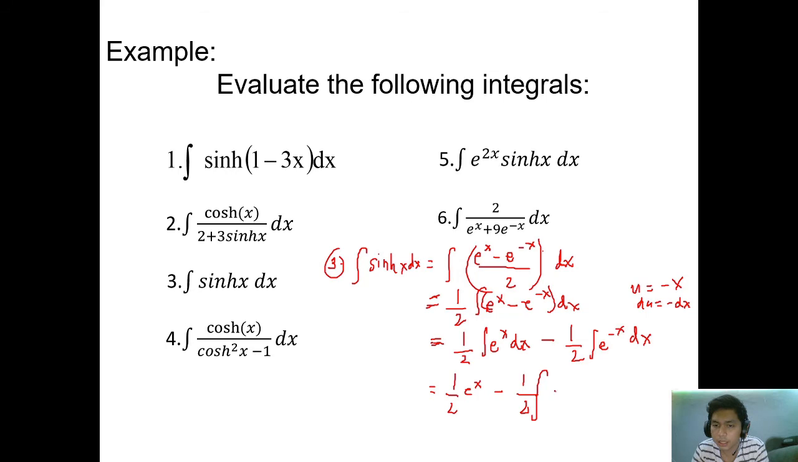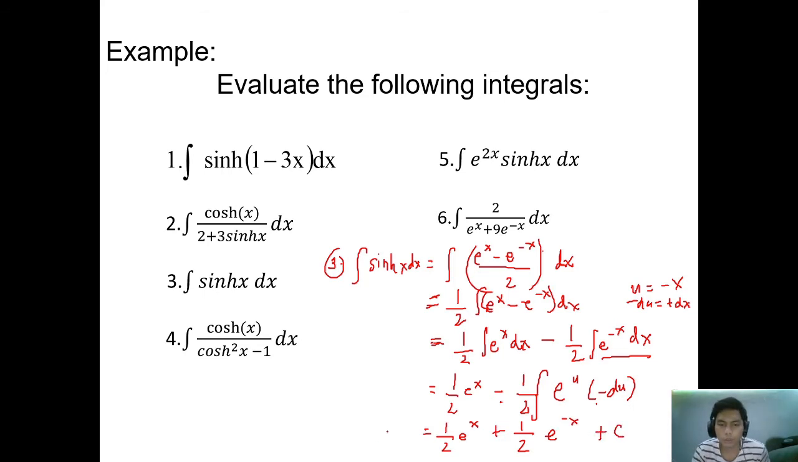So therefore, this is e^u. Negative du is positive dx, so we are going to convert this in terms of u. Then negative du, plus c. So that's 1/2 e raised to x, plus, negative and negative here, that's plus 1/2 e^u du. So e^u du is e^u plus c, so e raised to negative x plus c.